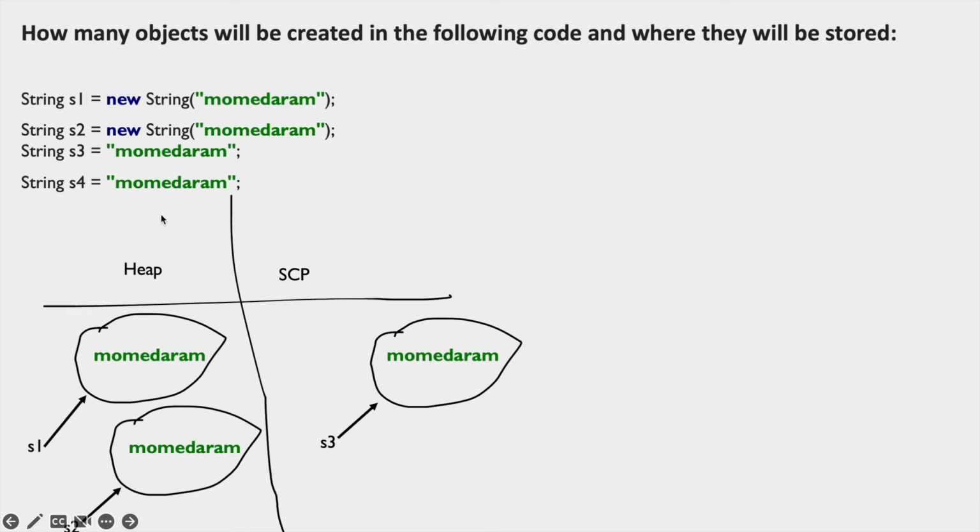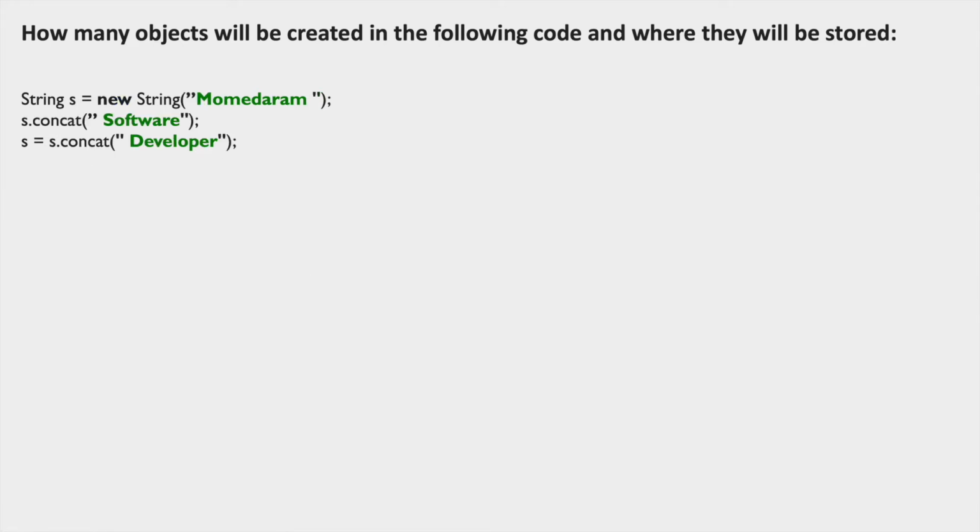Now in the fourth statement, here if you see Momedaram, in this case also the object would be created in the string constant pool, but the object is already there, so it will be pointed directly to that object. So for this fourth statement, 3 objects will be created: 2 objects in the heap area and 1 object in the string constant pool. Now let us see some other examples.